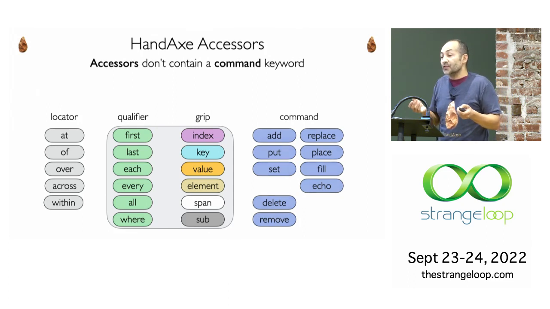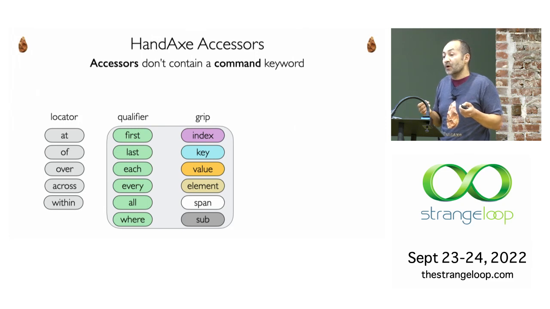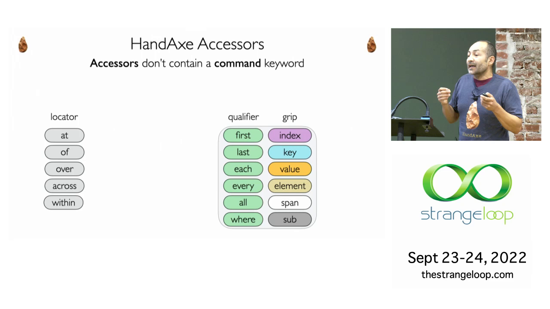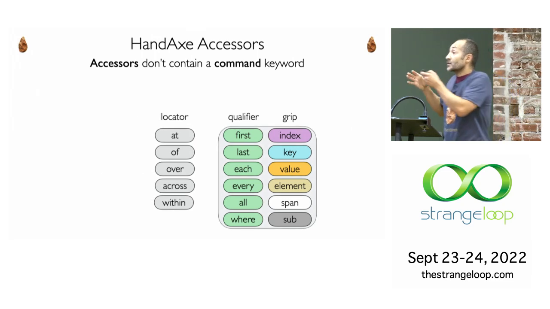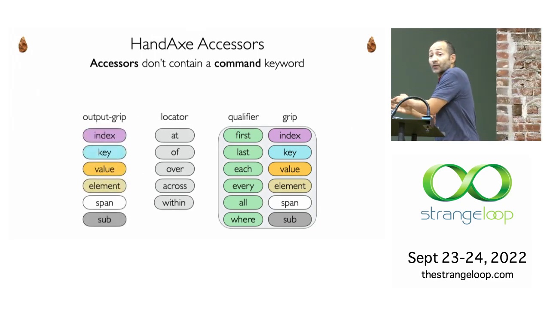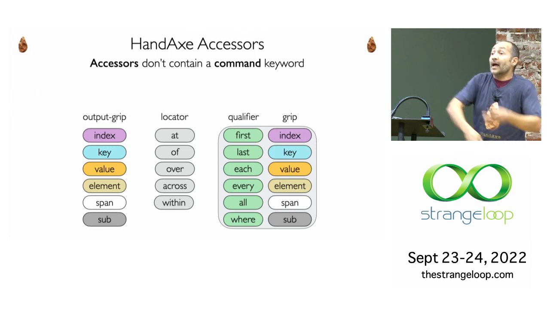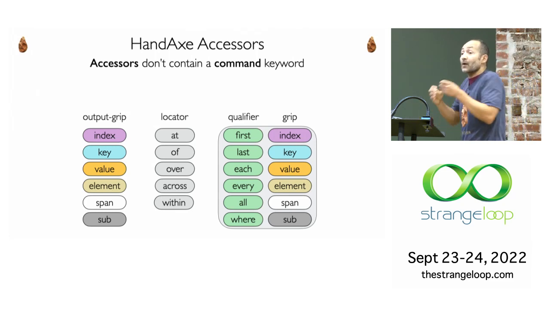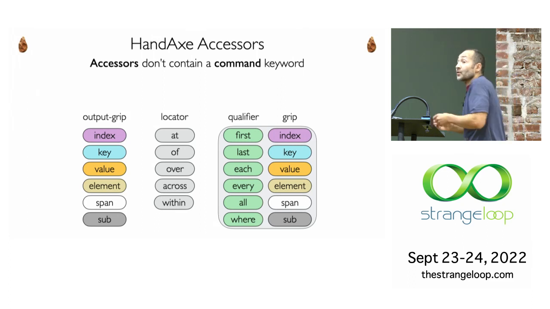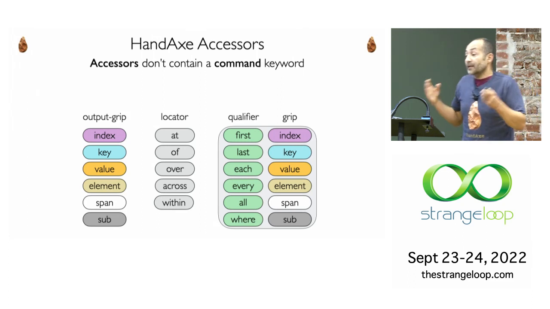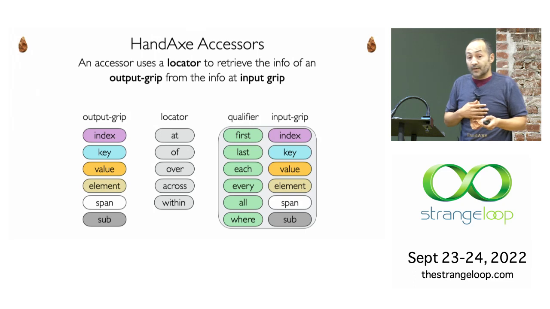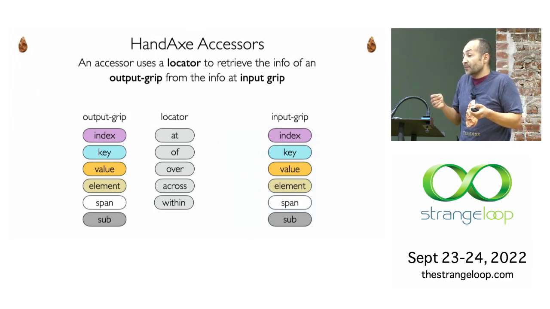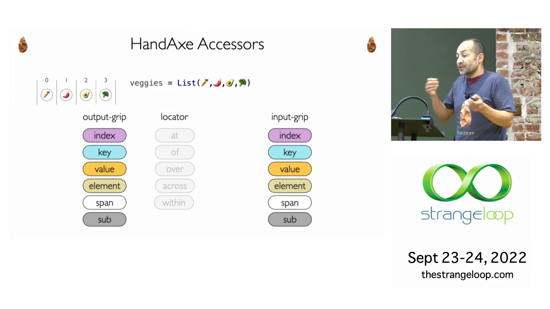Okay, so accessors don't contain a command word, so we're going to push them off. We're going to slide these over. With an accessor, we have an input grip that gives me an output grip. At this indice, I want this element, input to output. I have this key, I want to get this value. At a particular value, I want to know what key it is at. We have input grips and output grips, and there's an implicit relationship between what we can expect. Let's start looking at these.